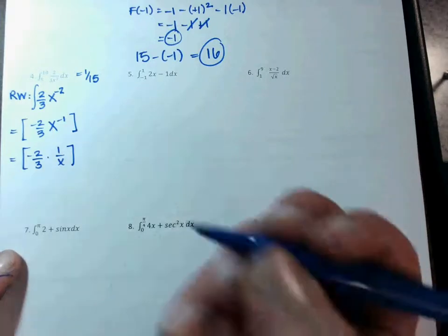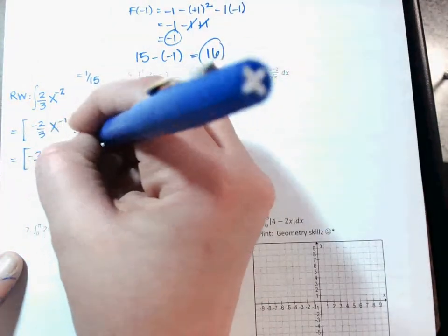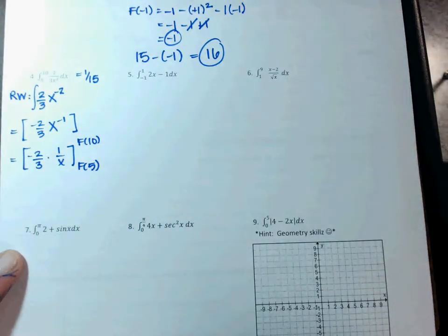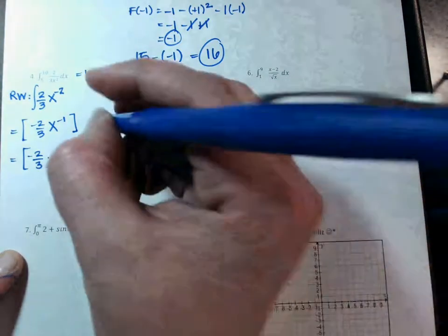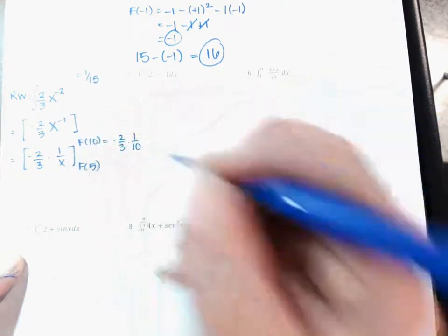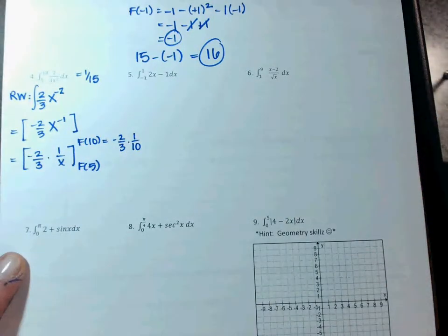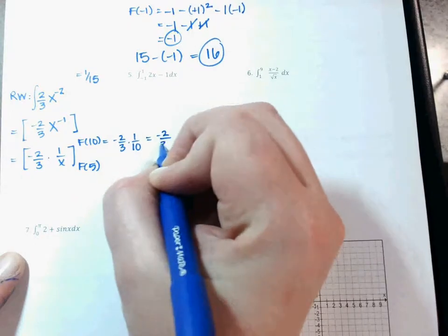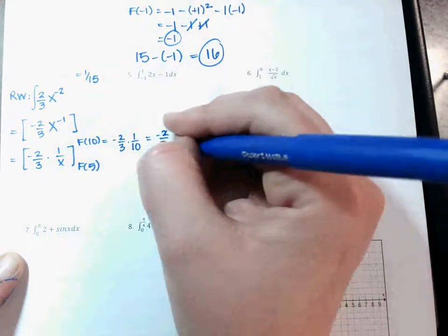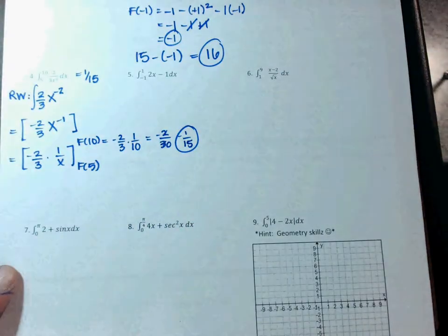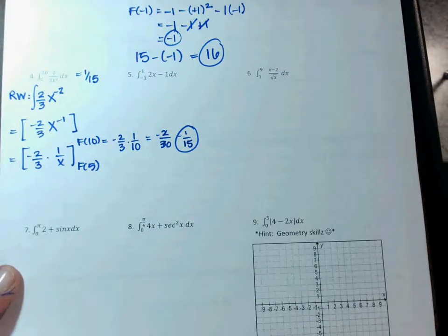Okay, so then I'm going to plug in capital F of 10 and then capital F of 5. Let's do capital F of 10 first. I'd have negative 2/3 times 1 over 10. Multiply the tops together. Negative 2 over 30, because you times the tops, then times the bottoms. Which is really negative 1 over 15. Okay, for the bottom one, we're plugging in 5.